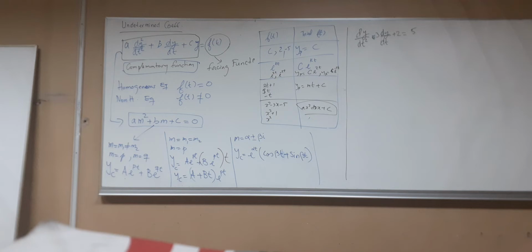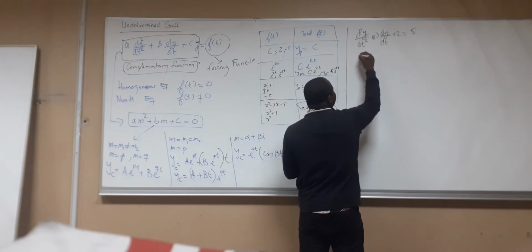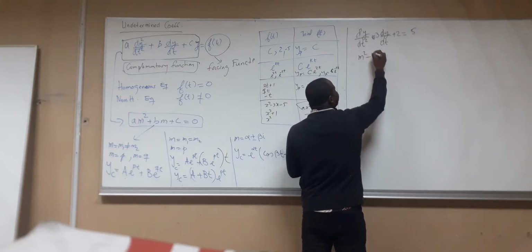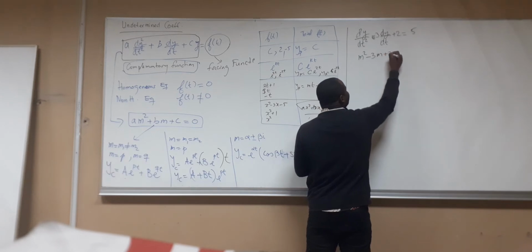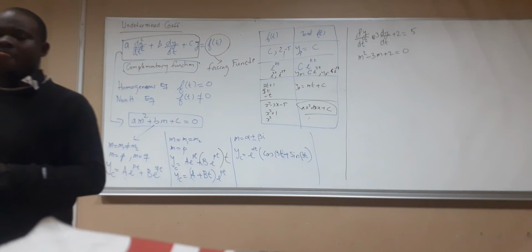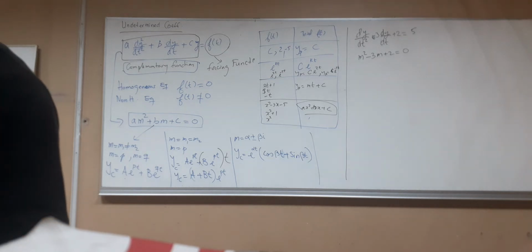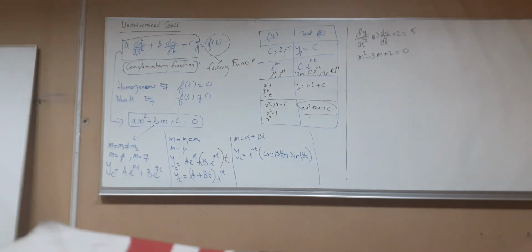Number one thing that we have to do is find our characteristic equation. Our characteristic equation is very simple. It's going to give you m squared minus 3m plus 2 equal to 0. That is your characteristic equation. So you have to solve that equation. Please use your calculator. I do not want you to have wrong answers, because then it's going to mess up everything.